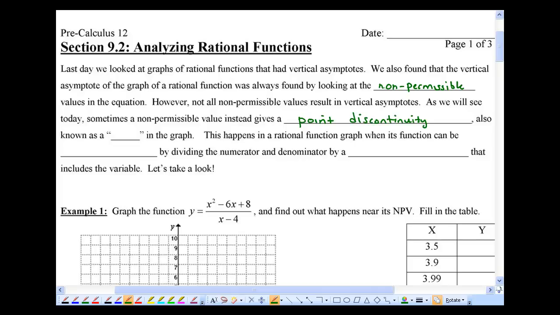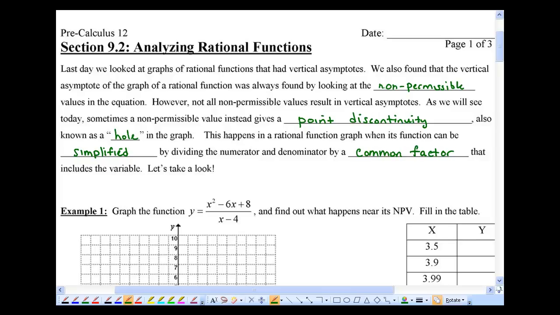Point, right? Dot, discontinuity, a break in the graph. Sometimes we call this a hole. Now, when does this happen? Well, this happens in a rational function graph when its function can be simplified by dividing the numerator and the denominator by a common factor that includes the variable. So, example number 1 will be an example of this.